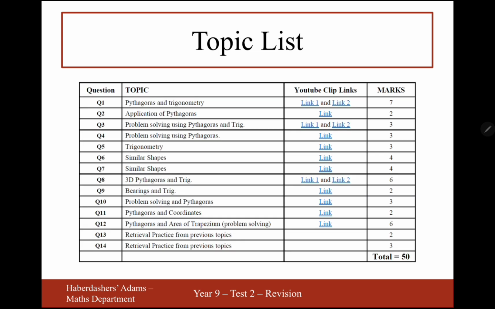Alright then, so thank you very much for getting all the way through that video. Very well done. Now here is the list of topics that's going to appear on the test. You'll note that question 12 here requires you to know the area of a trapezium and to do some problem solving with that. So make sure you know the formula for the area of a trapezium. And you'll also note that questions 13 and 14 are retrieval practice from previous topics. So make sure you've been doing those online quizzes to make sure that you are up to date with all of the topics that we want to keep fresh in your mind.